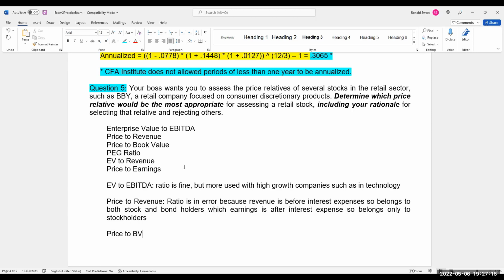Price to book value ratio is fine, but more used for commodity driven companies, financials, and industrials. You don't have to go into detail on why: commodity driven because of volatile earnings, price to book value smooths out those earnings; financials because they're focused on return on invested capital; industrials because they have a lot of property, plant, and equipment. You don't have to explain all of that, but it's good to know that.